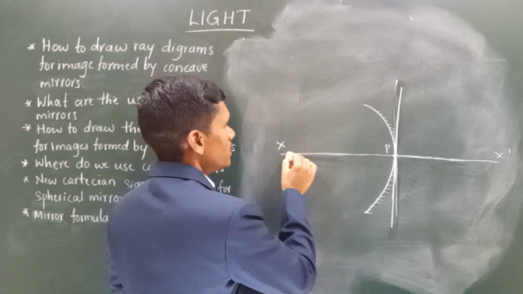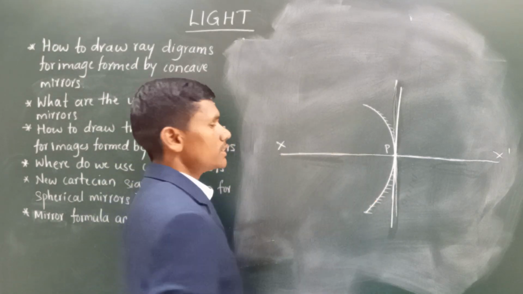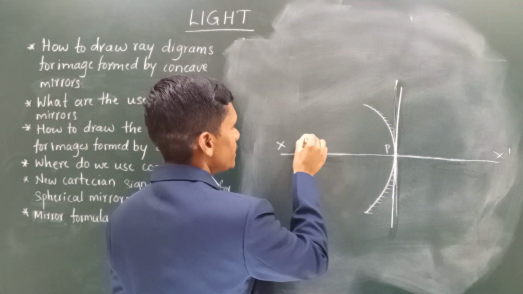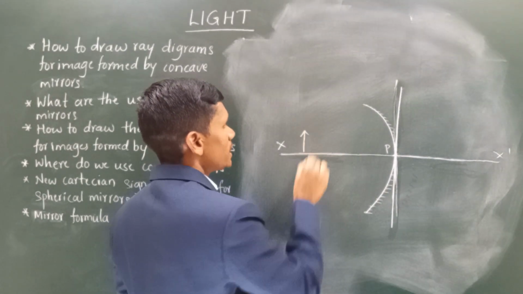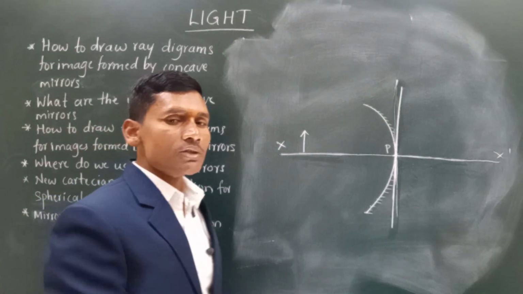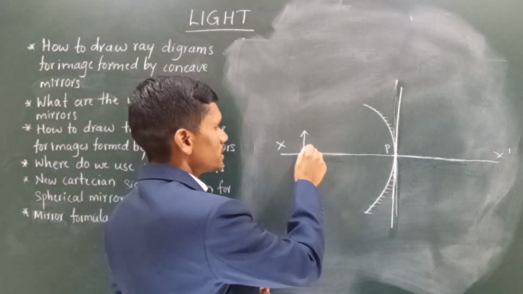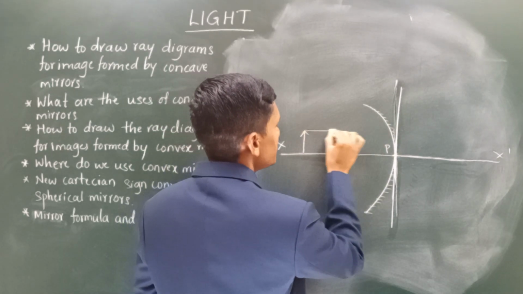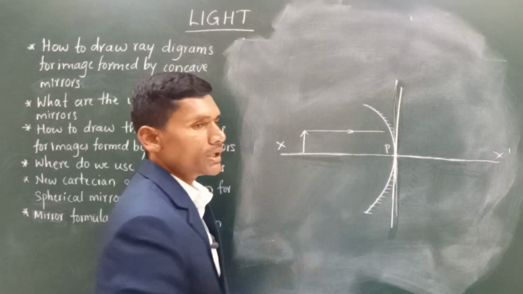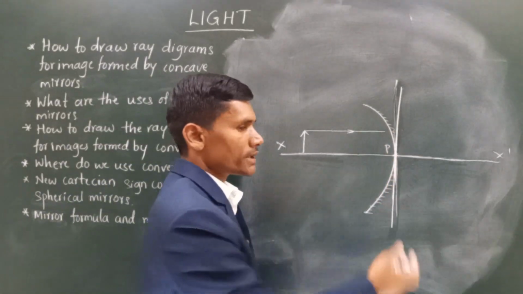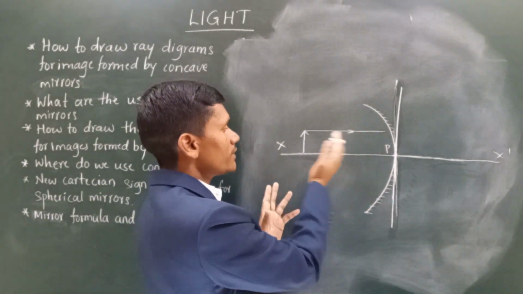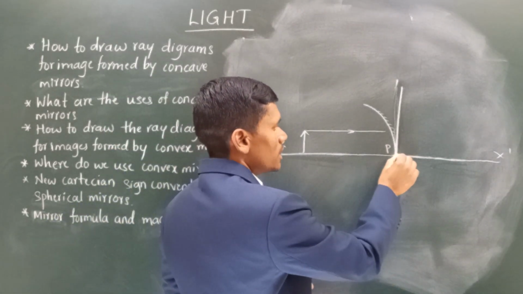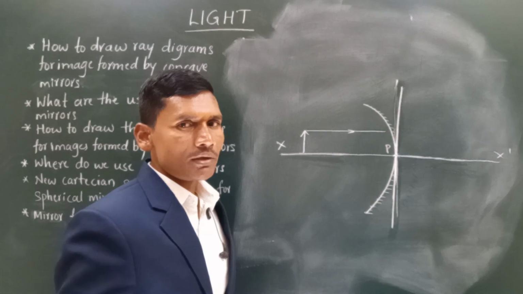Now, we should always consider that the object is kept on the left side of the mirror. This means that the light from the object is falling on the mirror from the left hand side, like this. It may be concave or convex. Always we should place the object on the left side of the mirror. Next, you have to consider this pole as the origin of the mirror.